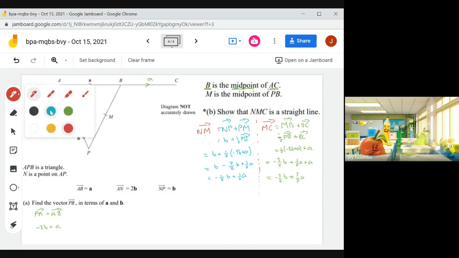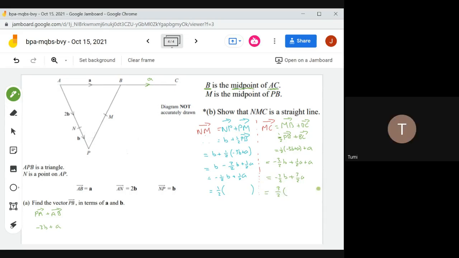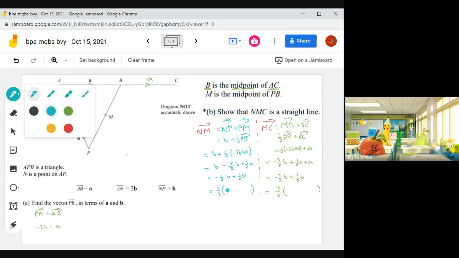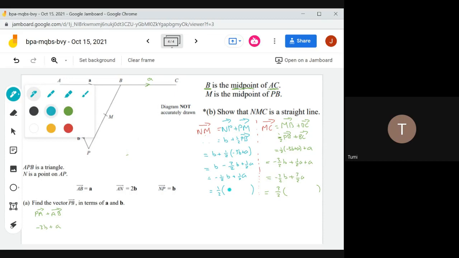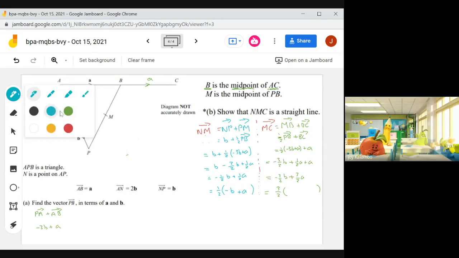Okay, now let's factorize these expressions. With the blue one, if you factorize out the half, what are you left with? With the green one, if you factorize out the 3 halves, what are you left with? Minus B plus A, for both of them.